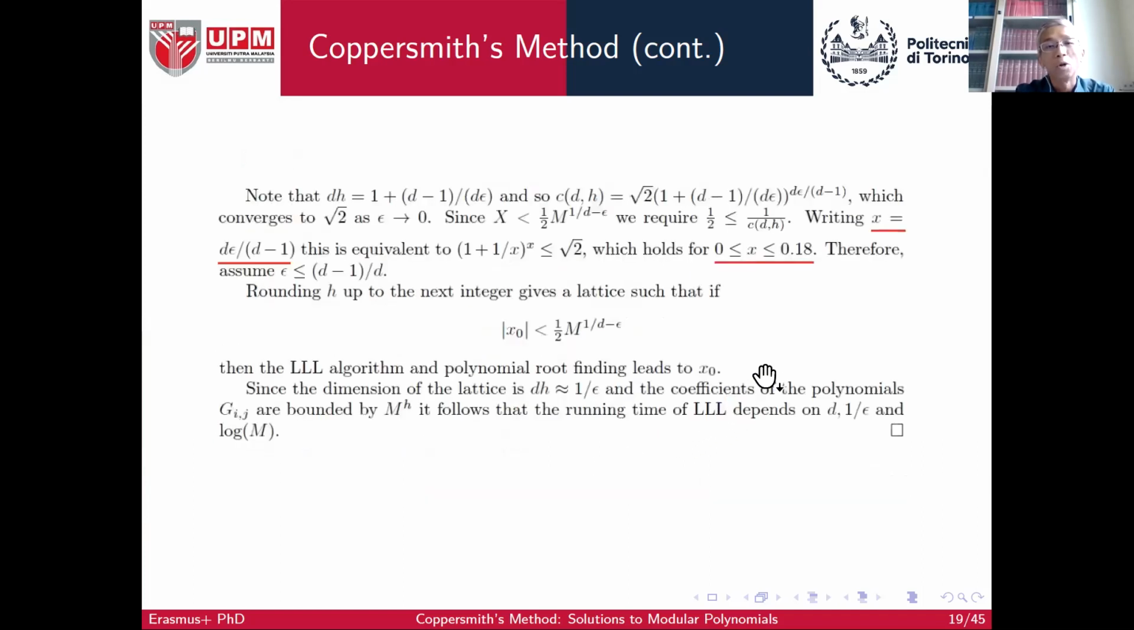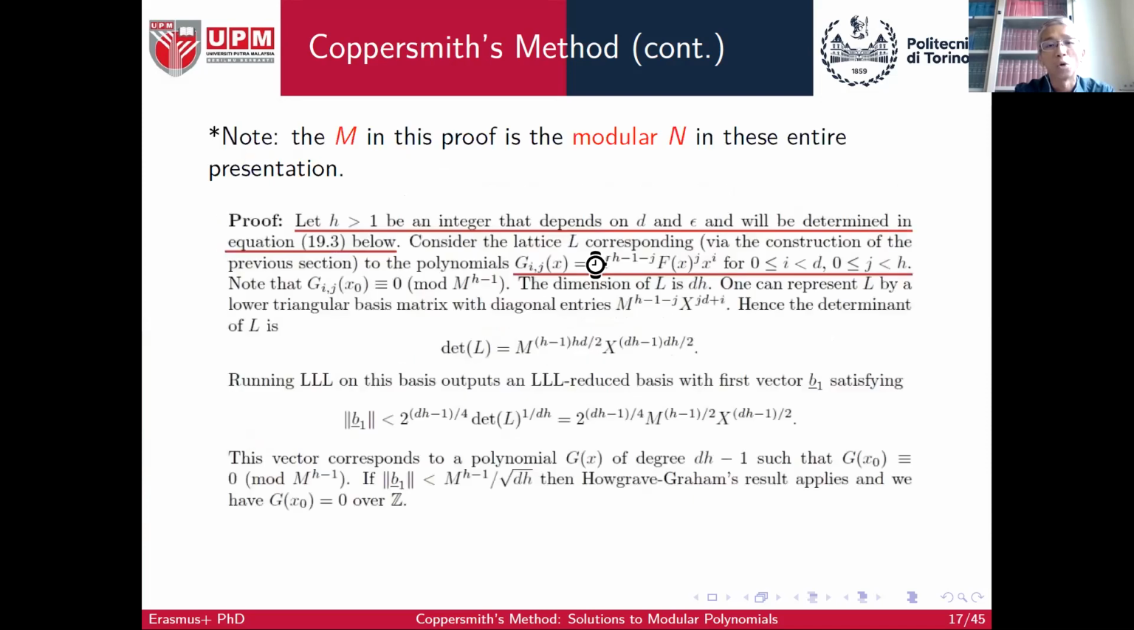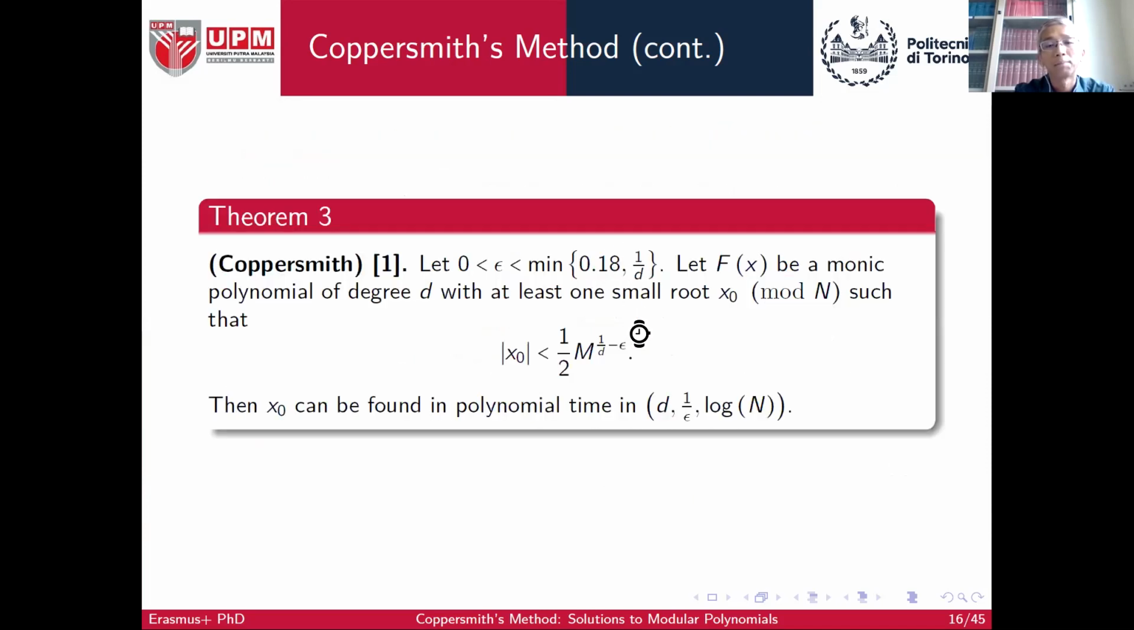The last part is almost at the end of the proof, where x is equal to d epsilon over d minus 1. Since this is equivalent to this inequality, the solution for x turns out to be bounded between 0 and 0.18. This is how the condition in the theorem is obtained. If epsilon tends to 0, then it will be 1 over d. So this is how the pair of 0.18 and 1 over d are obtained.